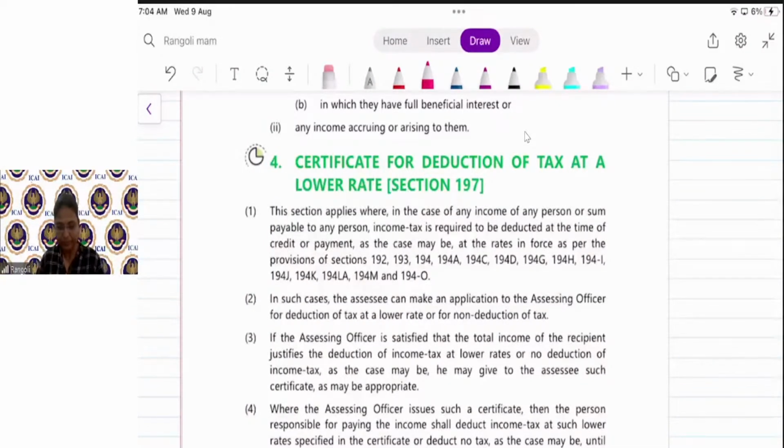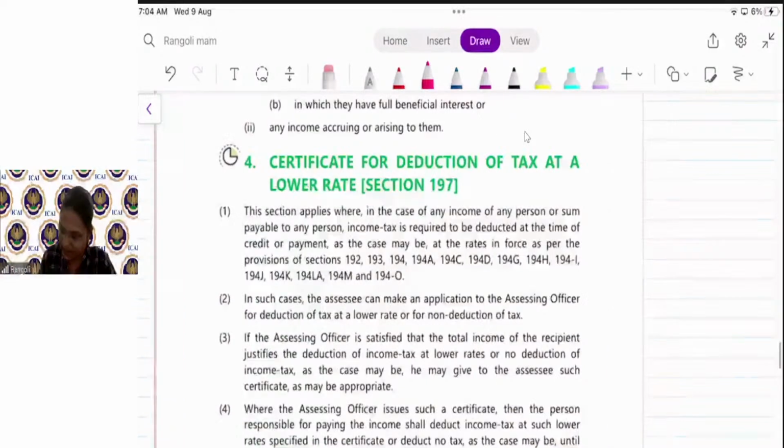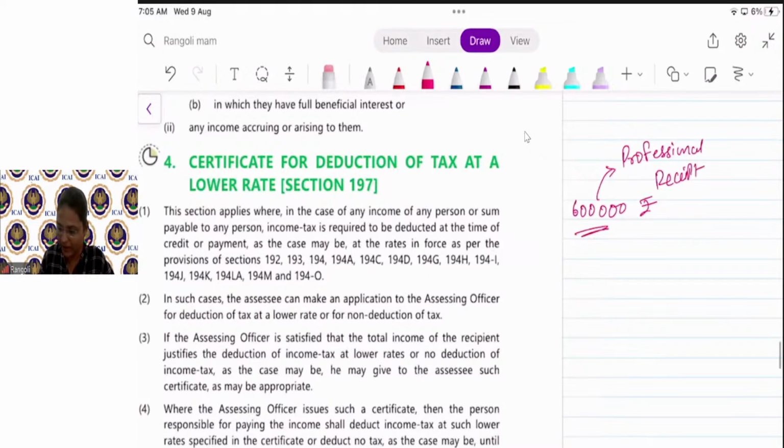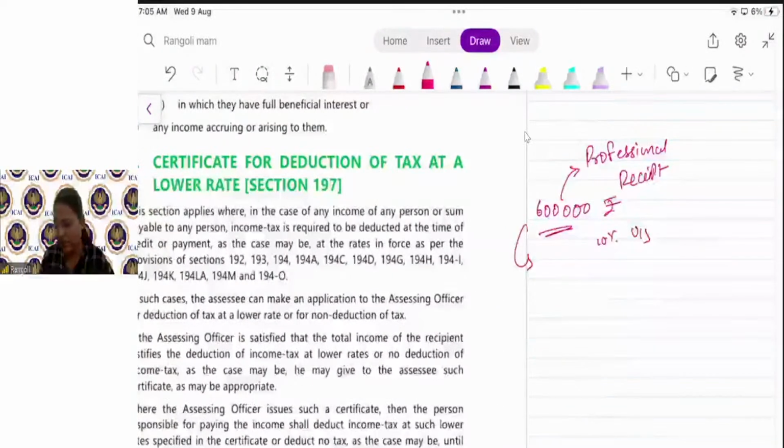But in case, say for example, my income is 6 lakh rupees, and this entire income is related to professional receipt. Okay, it is more than 30,000. So the payer will deduct TDS at the rate of 10% under section 194J. So he will deduct TDS of 60,000 and he will give 5,40,000 to me, right? Now my income is only 6 lakh.